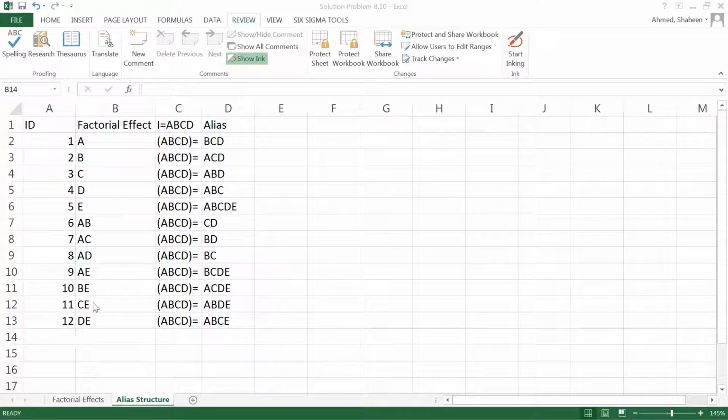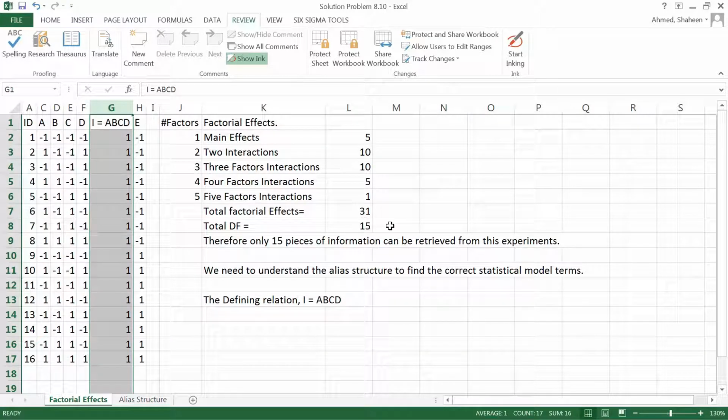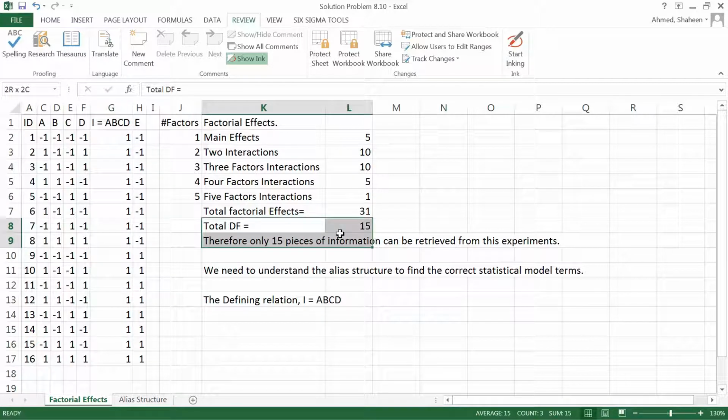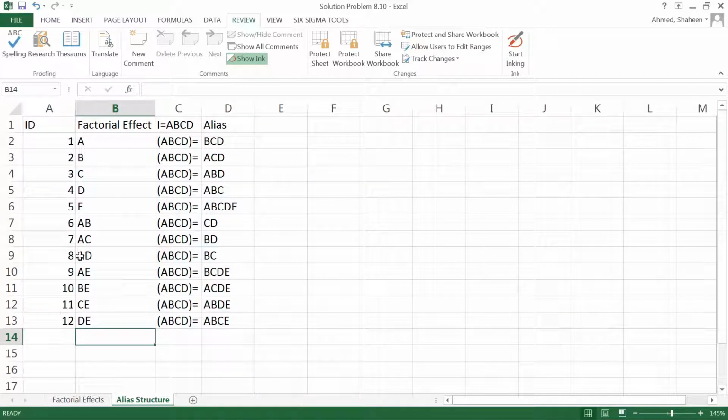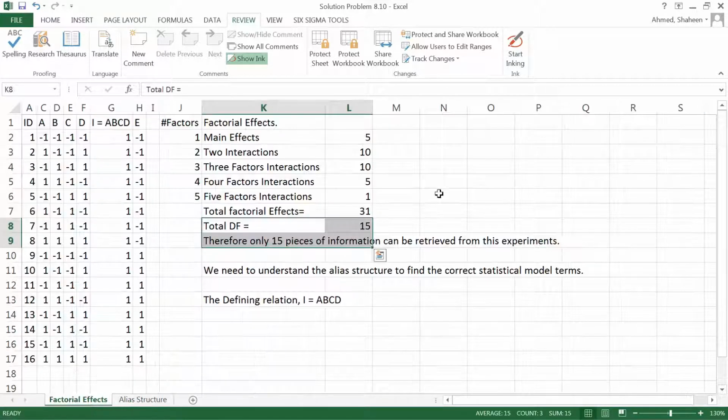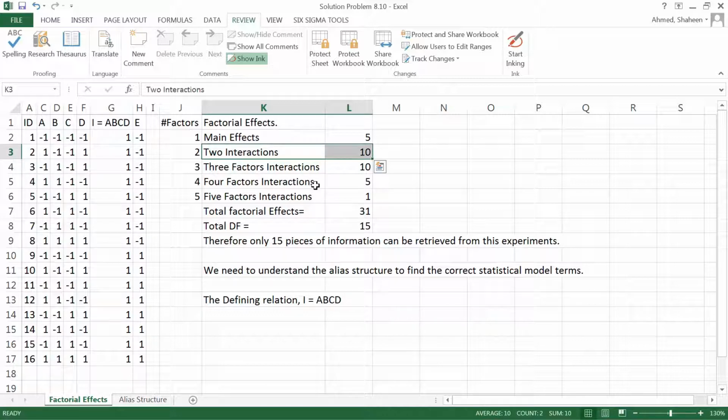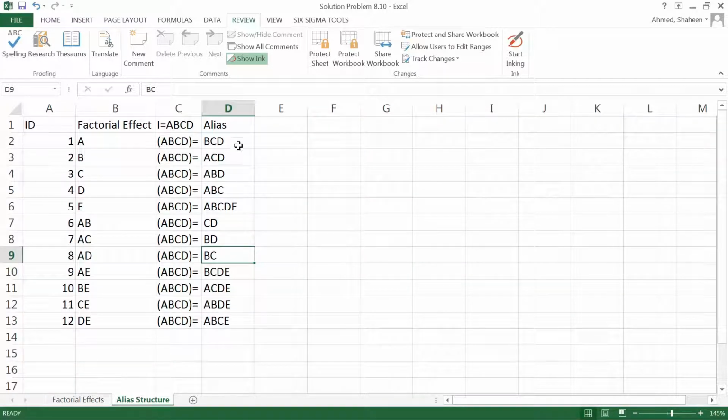Sorry, I didn't count that, because we can estimate 15 different effects from this. So we only calculated 12. Now look at what we are missing. So we have 1, 2, 3, 4, 5, 6, 7, 8, 9, 10. So we got 10 two-way interactions, that's good. And then we need 10 three-way interactions. So here I got only 4 three-way interactions. I need to have the other 6.